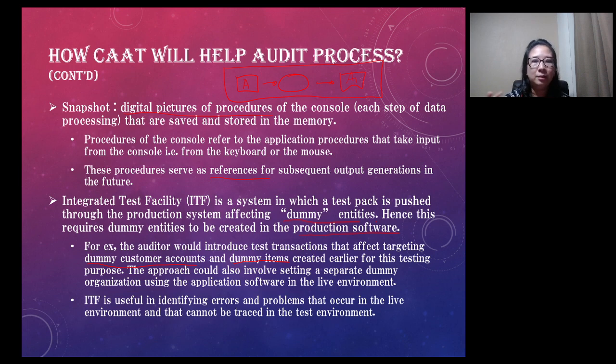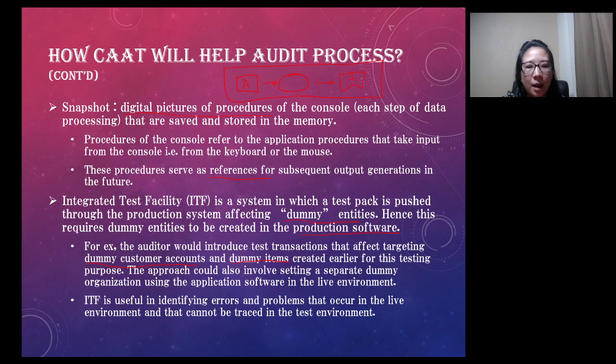So that is possible because of the help from the ITF tool. The ITF tool helps us do the testing in the production software, but the dummy transaction will not appear in the official report.